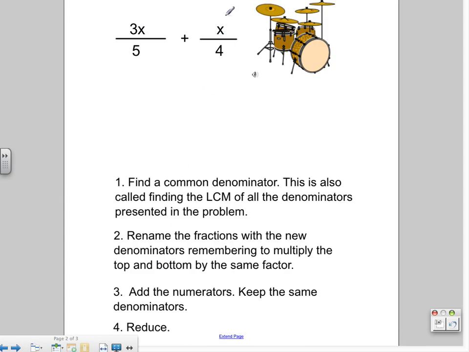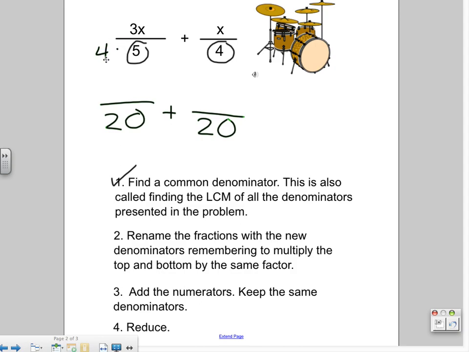So here we go. We've got x's in this problem. So this makes it an algebraic sum. So we want to find a common denominator. I'm still looking at two numbers, 5 and 4, in the denominator. So I want to figure out, okay, what if 5 and 4 both go into? 20 would be their least common multiple. So I'm going to check that one. And I'm going to rename the fractions with the new denominators, remembering to multiply the top and the bottom by the same factor. So my new fraction is going to have a denominator of 20.